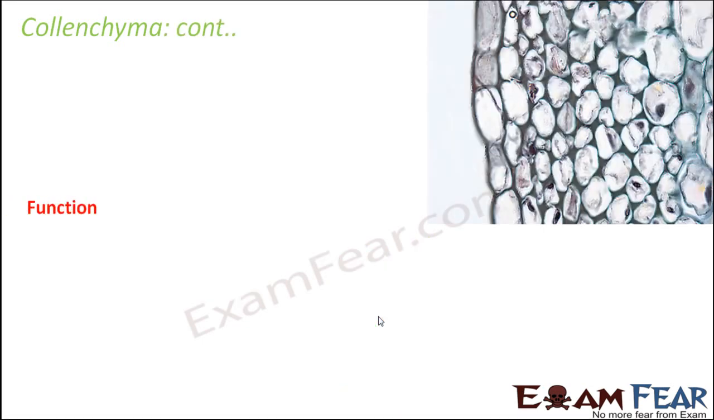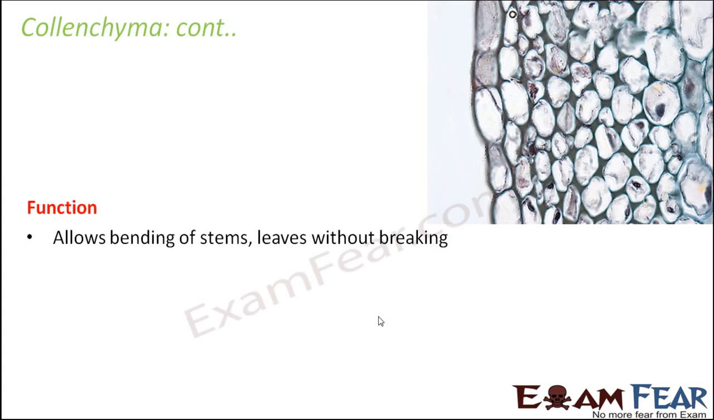Now let us brief its function. As I said, it allows bending of stems and leaves without breaking, but definitely it is not unlimited. It has an extent. If you bend it too much, then obviously the stem might break or the leaves might get torn off. So it has to happen within an extent. It provides mechanical support to the plant. So this is about collenchyma.